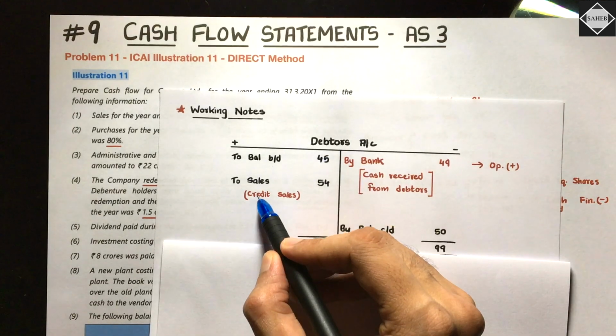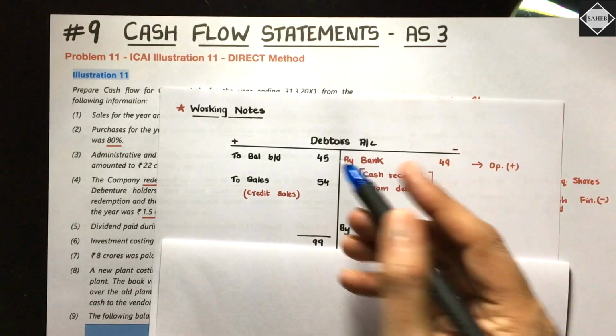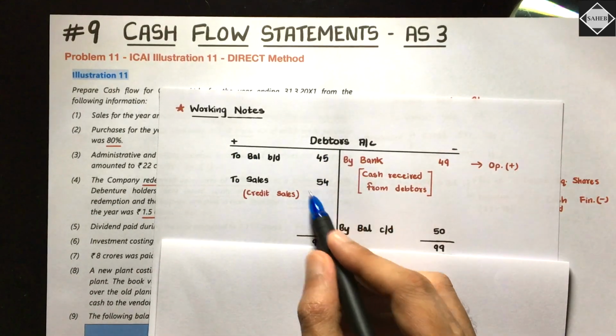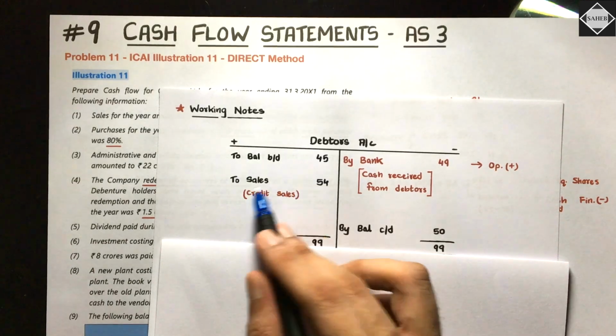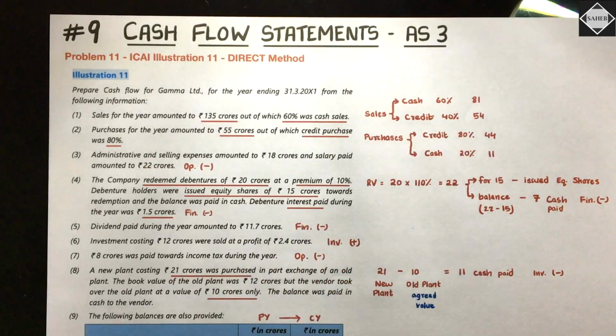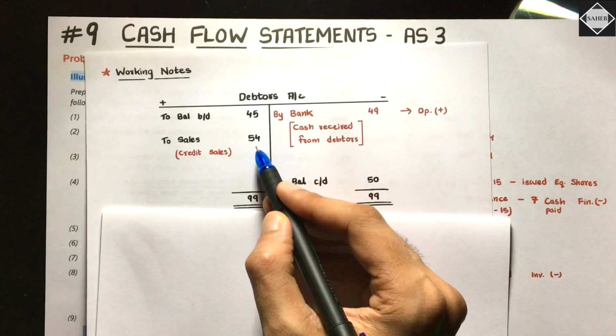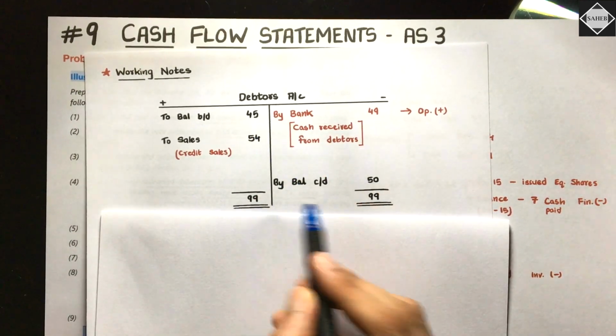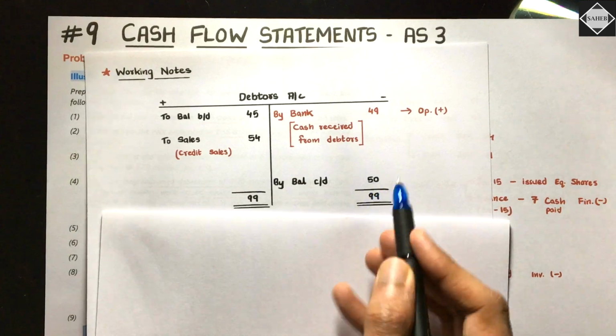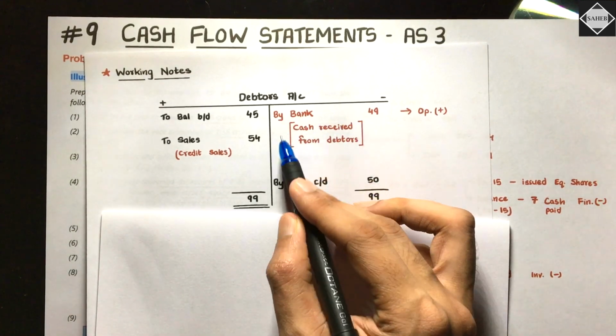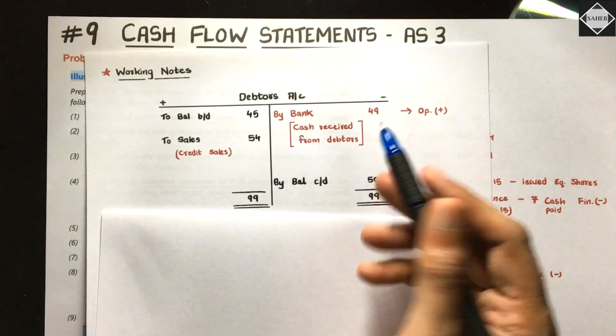Credit sales will come over here, because of credit sale, debtors increases. It has increased by 54 because of credit sales. And then we had to find out how much cash we have received from debtors. So we'll just balance this account. 45 plus 54, that's equal to 99. 99 on this side as well. 99 minus 50, that's equal to 49.